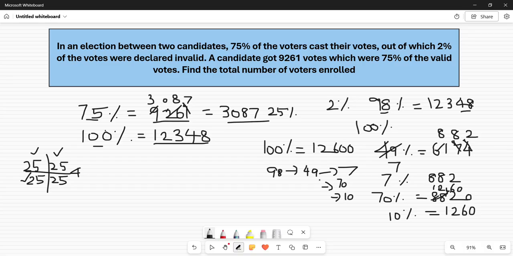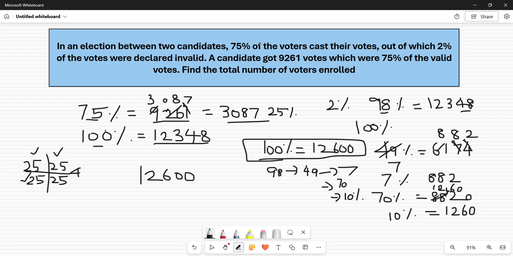Yeah, the steps might be more, but the thinking process was way too simple. Like you were able to go to each step. You understood why we need to go through each step. So still, yeah, we were able to get that 10%. So eventually we got that 100%. So that gives 12,600 is your 100% of voters.